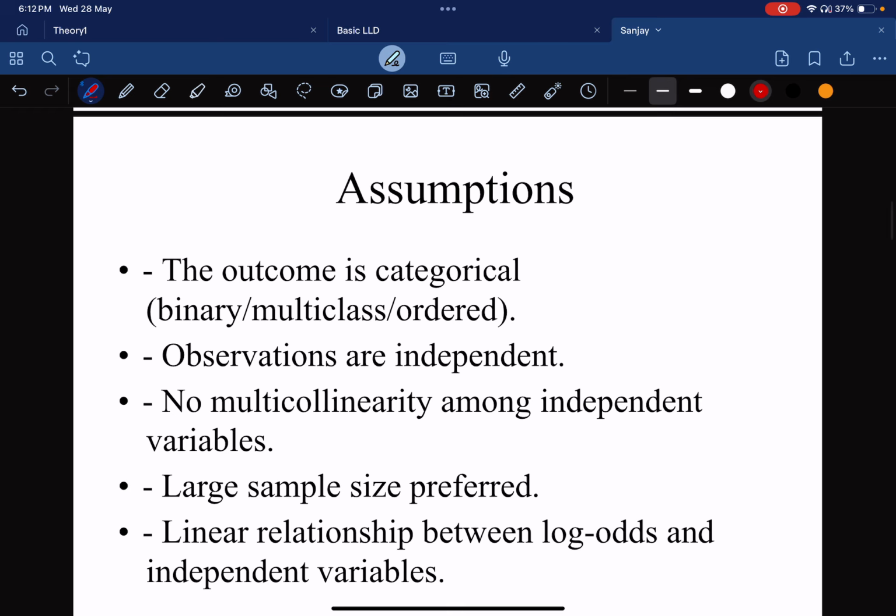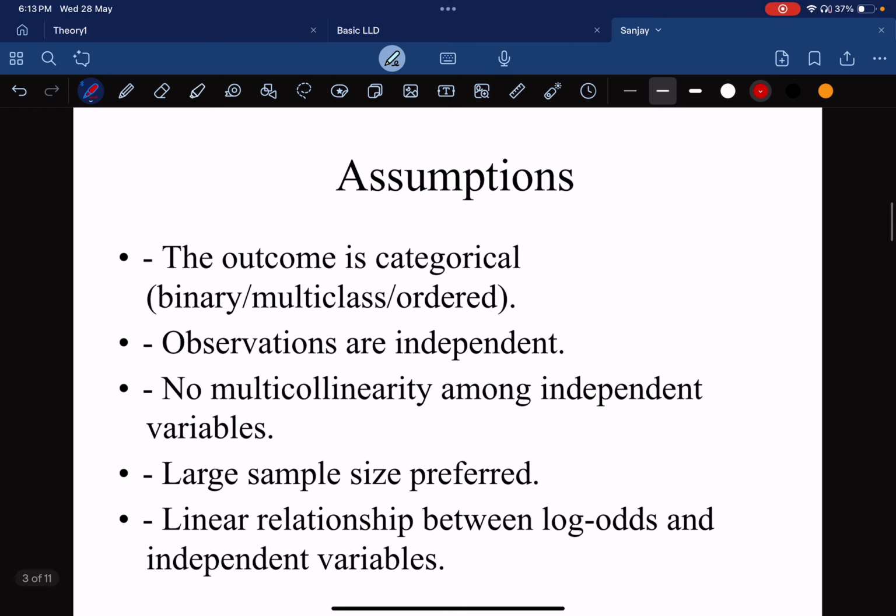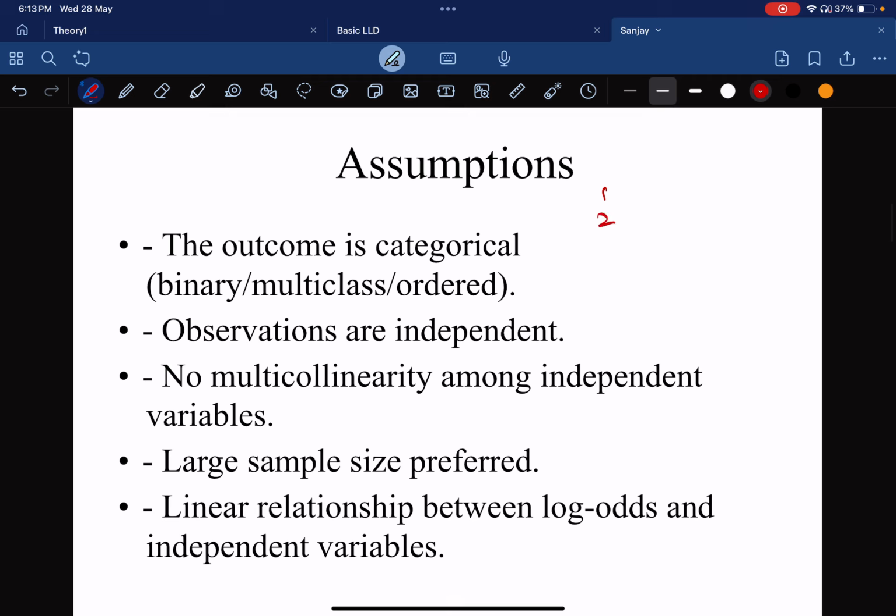Assumptions of logistic regression. The outcome is always categorical, and each observation is independent. For example, let's take a sample data set of size 1000, from 1 up to 1000, and each input is independent from the others. The first is independent of the second, and there is no multicollinearity among the independent variables.